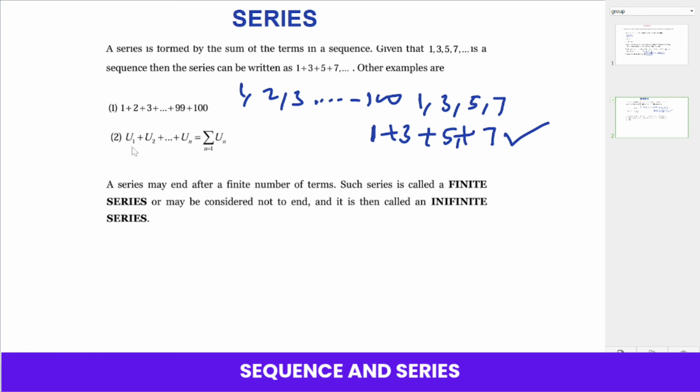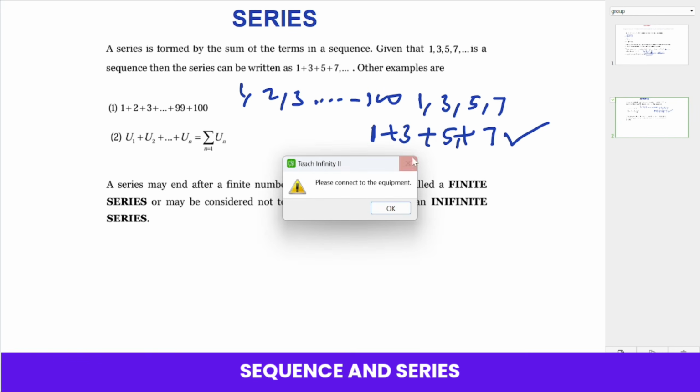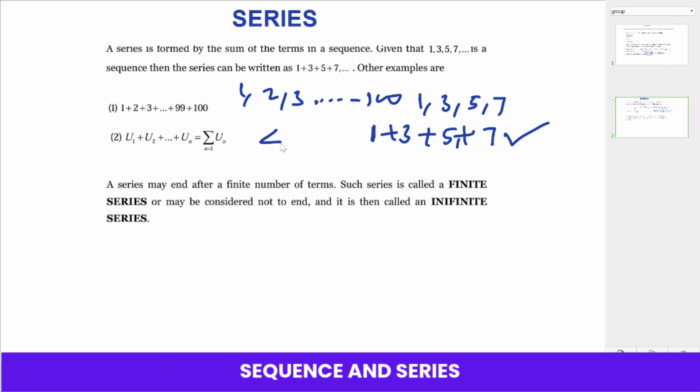So let's take an example again. We have u of 1, u of 2 up to u of n. So we can have a general formula for it, which is the sum of u of n up to a certain number. Of course we don't know. Once you see this upper limit to be infinity, then at that point it becomes an infinite series. But if it is not infinity, then it becomes a finite series.